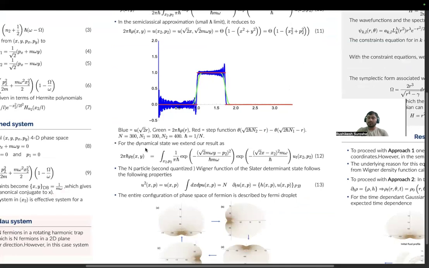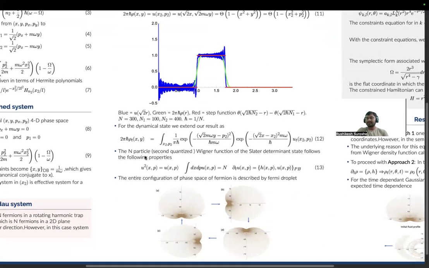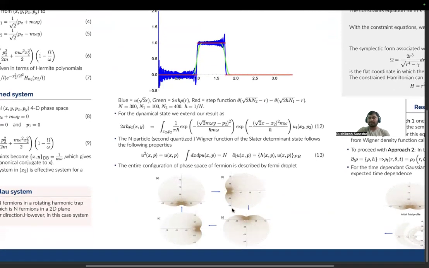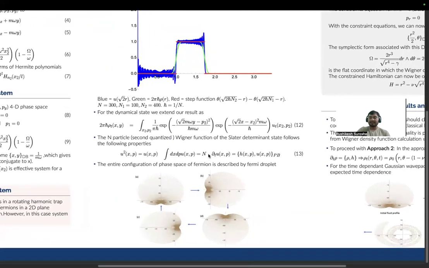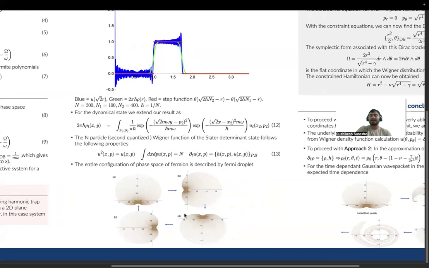Once again we extend our horizon and ask what will happen to the dynamical states. In the dynamical state we also get the same type of result, as given in equation 12. There are some nice properties of the Wigner function for an n-particle Slater determinant state: u squared equals u, which means u can be 0 or 1, and this gives the entire phase space configuration of fermions described by a Fermi droplet, as shown in the graph. And for the time dependence of the Wigner function, we can calculate it from this Poisson bracket, and here we can say that there is no time dependence; it is symmetric in time.